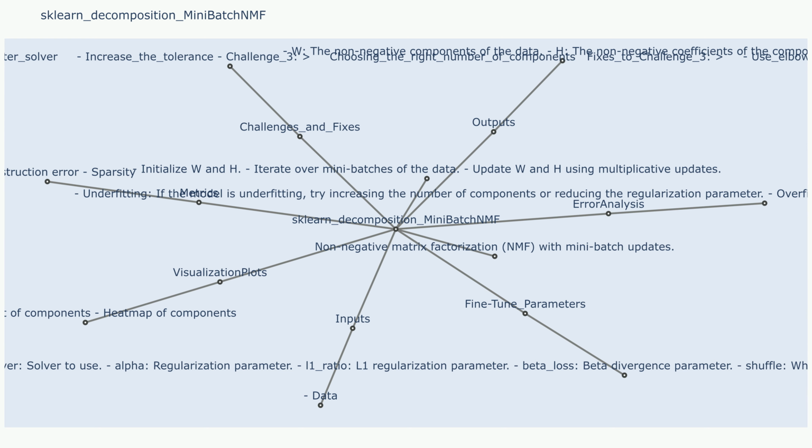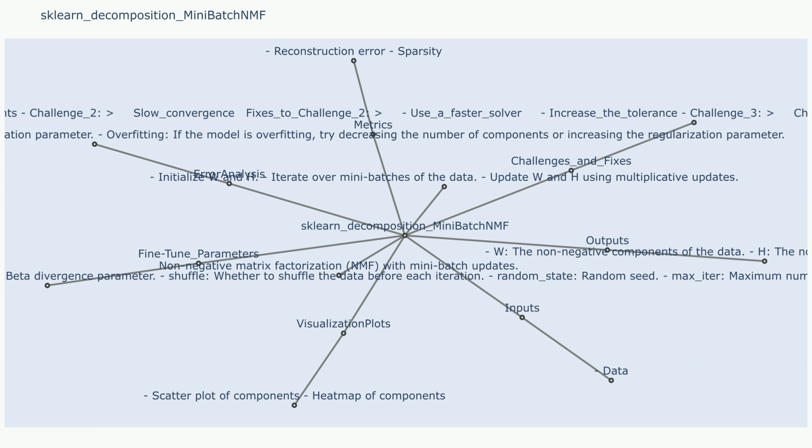Uncertainty methods. Bootstrap. This method involves repeatedly sampling the data with replacement and training a model on each sample. This can be used to estimate the uncertainty in the components matrix and the reconstruction error. Bayesian NMF. This method uses a Bayesian framework to estimate the uncertainty in the components matrix and the reconstruction error.